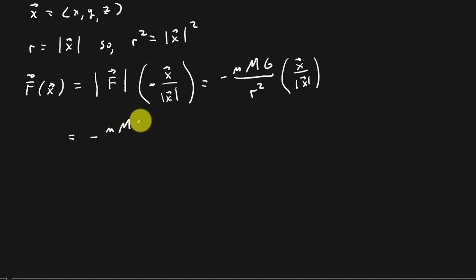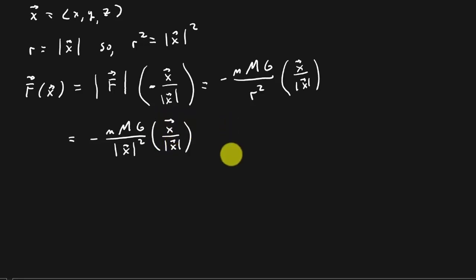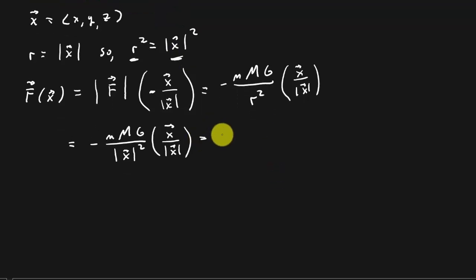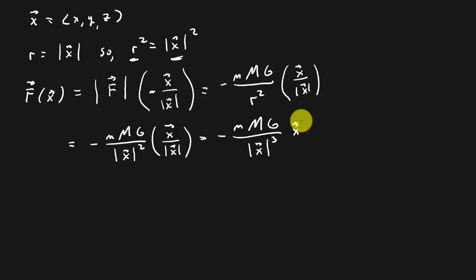And so now we would get what? Negative little m times big M times g over the magnitude of x squared times vector x over the magnitude of x. Right, because we see here, we've got r squared is equal to the magnitude of x squared. And so that's going to give us negative little m times big M times g over the magnitude of x cubed, times vector x. All right. So that's that. There's your F.